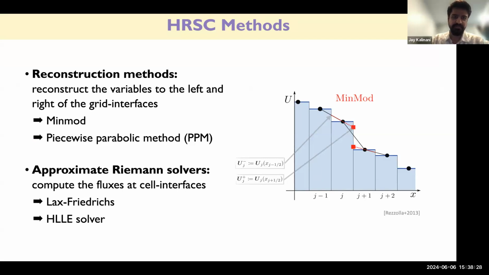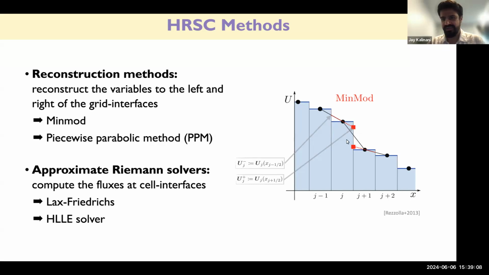And for this, we have two main components. One is reconstruction, which basically involves reconstructing the primitive variables at the grid faces. Different schemes include the minmod reconstruction scheme or the piecewise parabolic method. Then once you have reconstructed your primitives at the cell faces, you can compute the fluxes there, and there are different approximate Riemann solvers to do this, such as the Lax-Friedrichs solver or the HLLE solver.